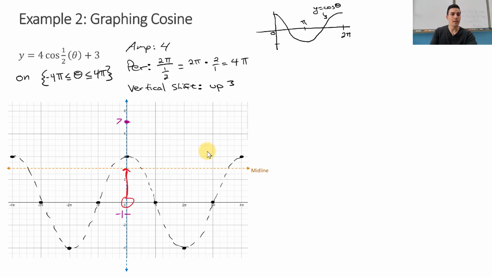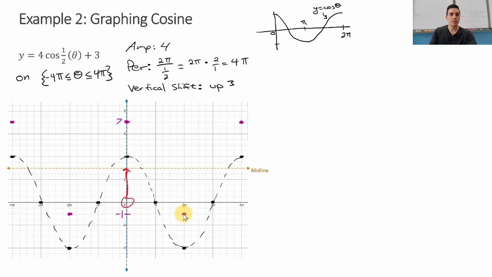So I can go ahead and plot my maximum and minimum values at the same theta values that I did for my reference. So I'll have minimums again at 2 pi and negative 2 pi, and maximums at 4 pi and negative 4 pi. And then those maximums, however, are going to be at 7, and the minimums will be at negative 2, like we said.